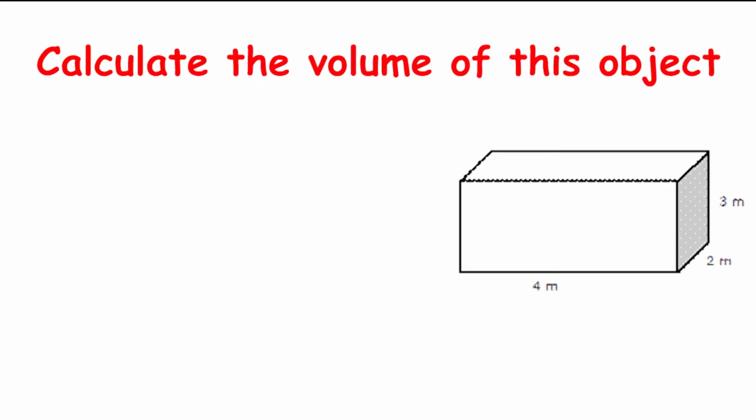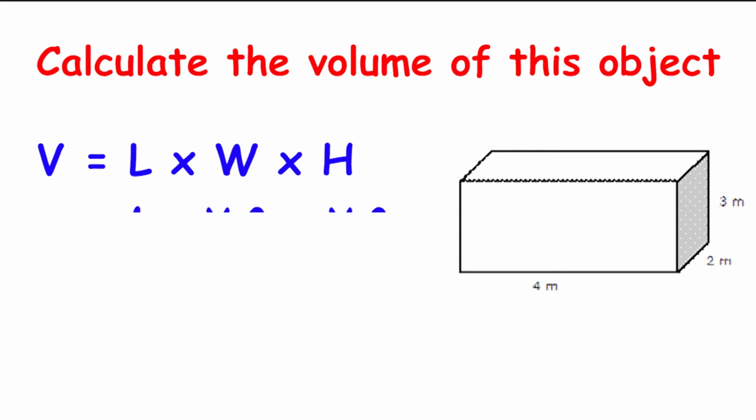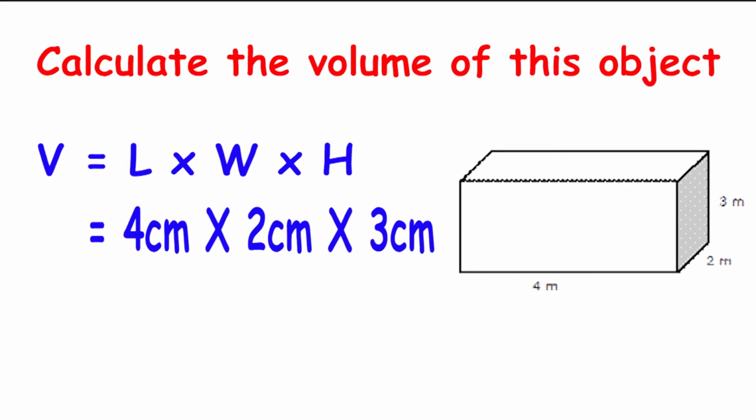It's your turn now. What's the volume of this object? I always start by writing the formula. Volume equals length times width times height. Then I replace each term by its value. In place of length, I write 4 centimeters. Width is replaced by 2 centimeters. And height is replaced by 3 centimeters. After multiplying these numbers by each other, I'll get 24 cubic centimeters.